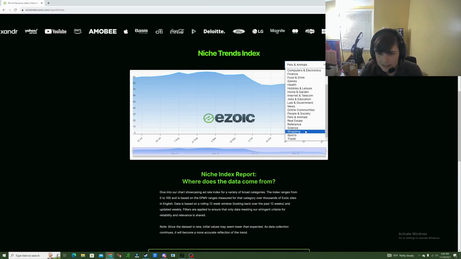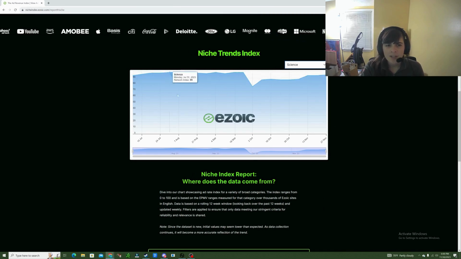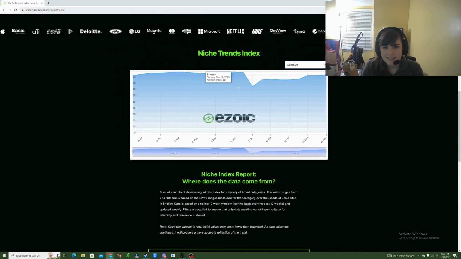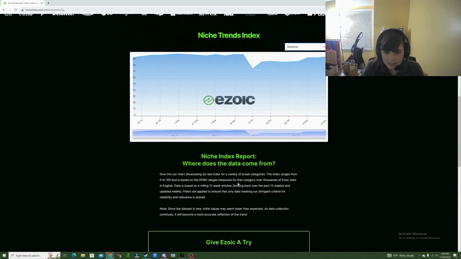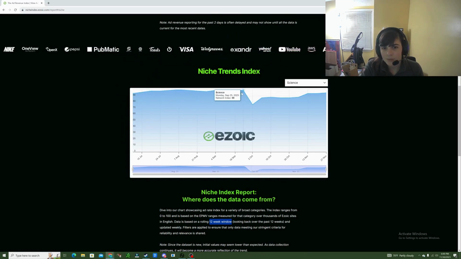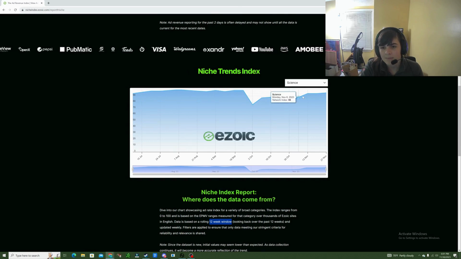Let's take a look at science. Ooh, I like that one. Something interesting about these is that we can see the indices are much higher. If we take a look into the chart, the index does range from 0 to 100, but is based on the EPMV that's measured in the category on ezoic sites. It's a 12-week rolling window. So over the course of the last 12 weeks, a lot has been consistent to basically the highest point. But overall, science is pretty steady.